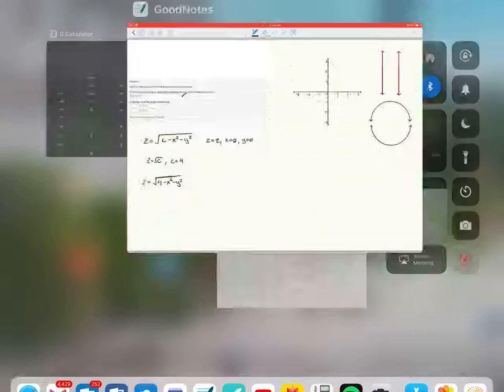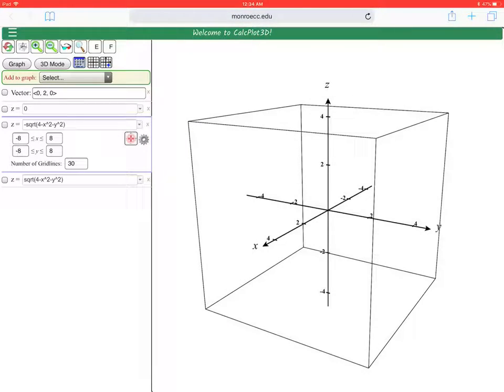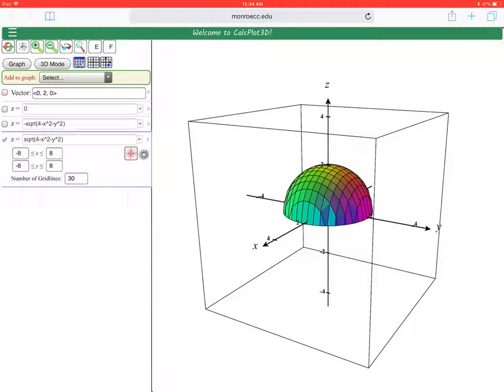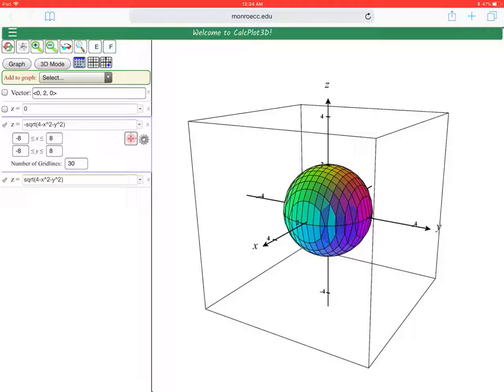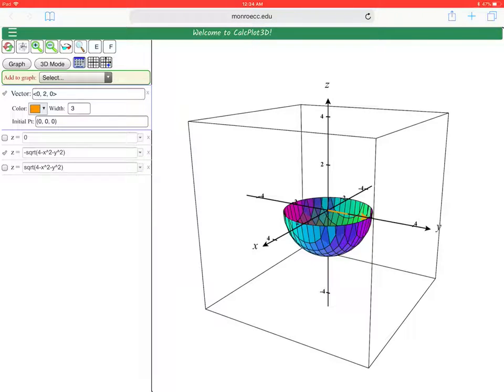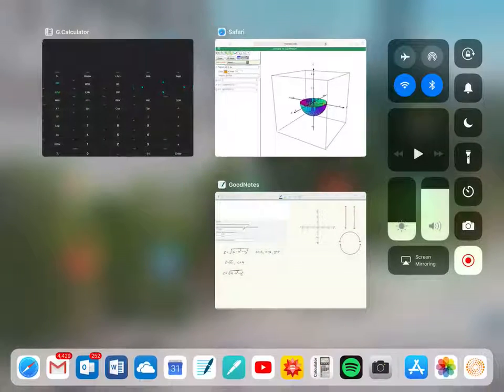And to visually verify this in the CalcPlot3D applet, we put in the positive of that, which will give us the top half of our hemisphere, and then the negative square root of that will give us the bottom half of our hemisphere. And then just to verify that it does have a radius of 2, I have a vector of magnitude 2 starting at the origin, and it hits the outermost edge of the surface, and it does have a radius of 2.